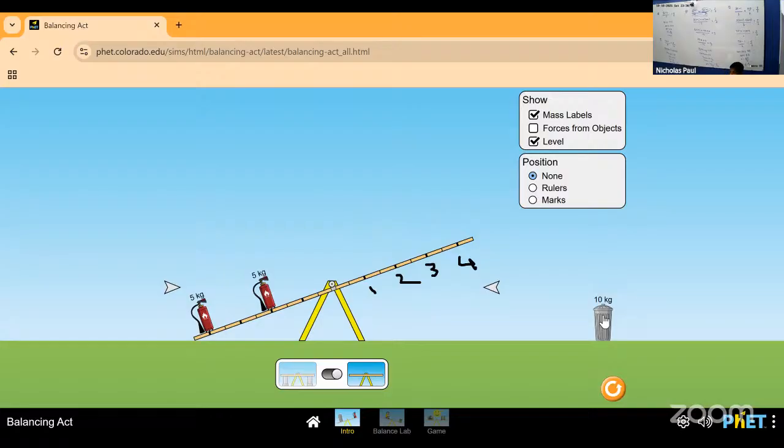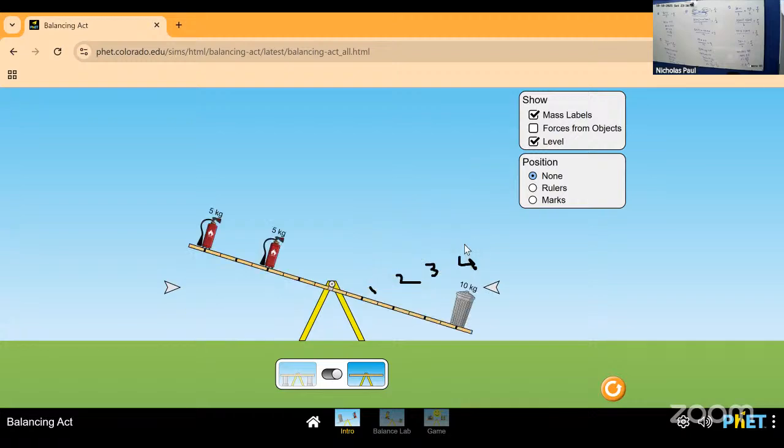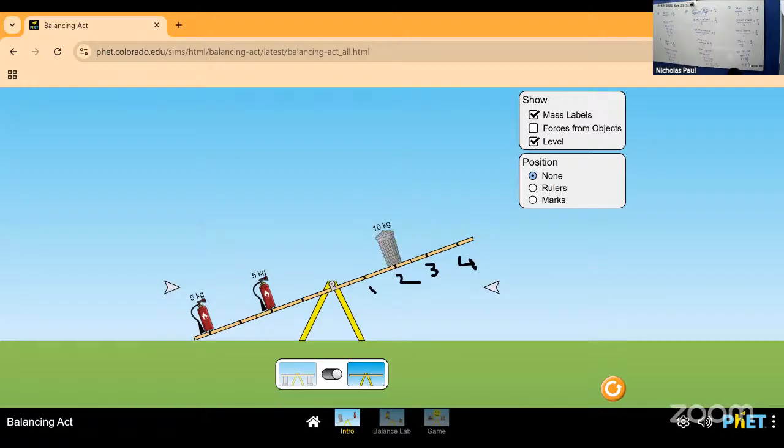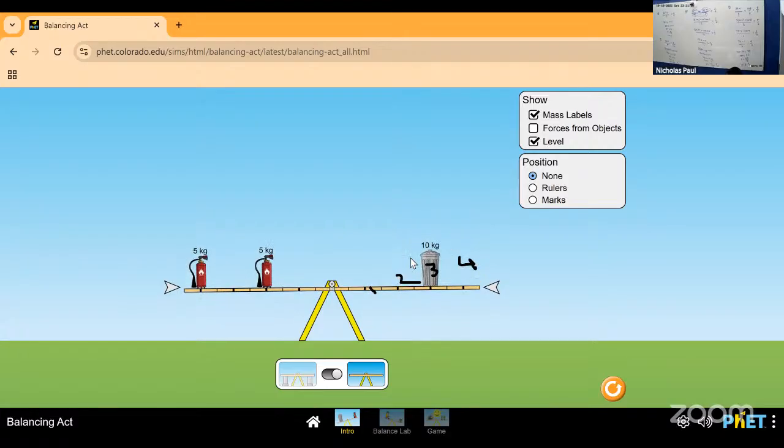3, okay. Who said 1? Who said 2? Who said 3? 4? Let's try 4. Too heavy. Right? Too heavy. Let's try 2. Too light. Let's try 3. Right? 3. So what you're observing there again is the principle of moments.